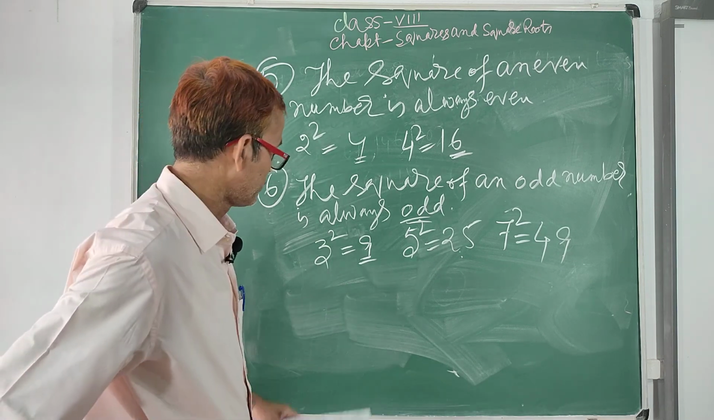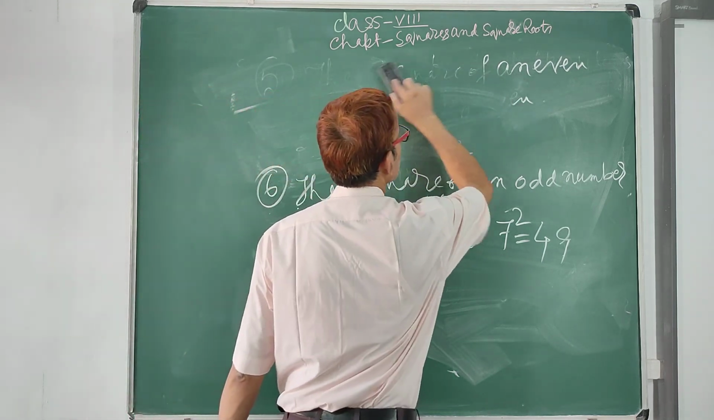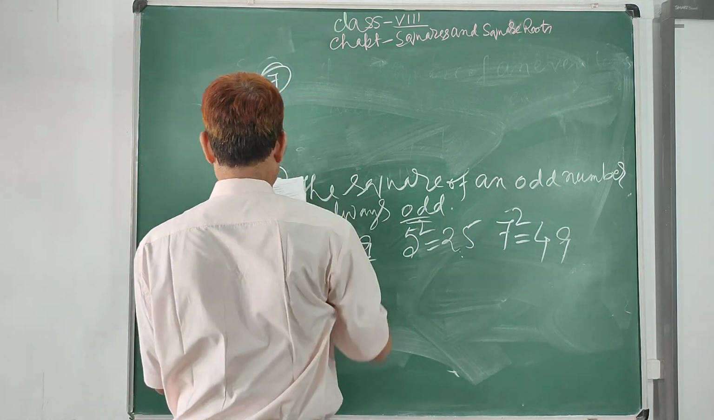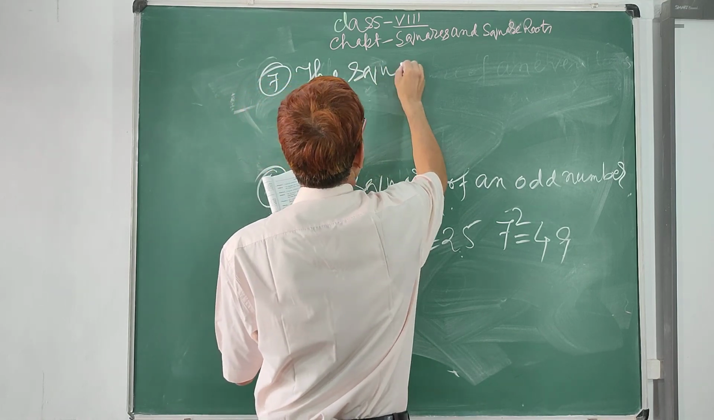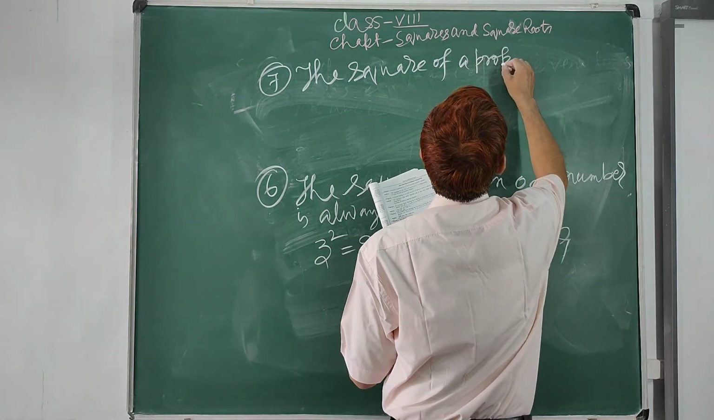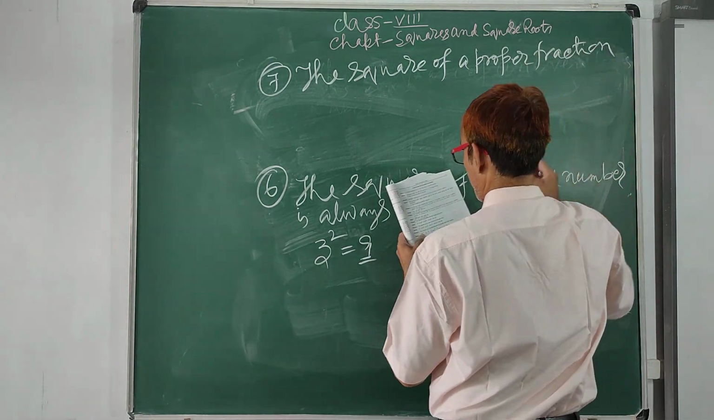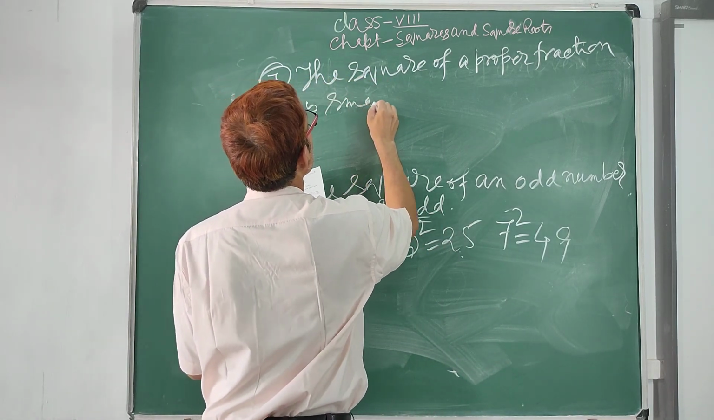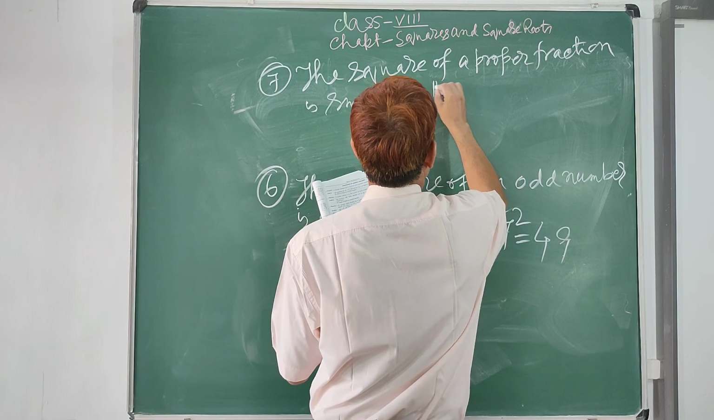Property number 7. The square of a proper fraction is smaller than the fraction.